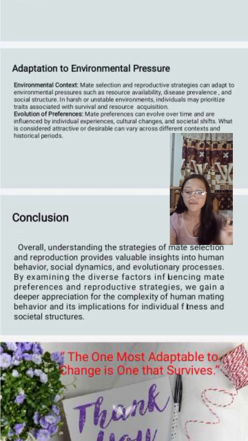So from the word environmental, ang atong mate selection or ang atong reproductive strategies, we can say that they can adapt. So since mag-change man jud ang atong environment, ang atong world, ang atong palibot, we can say that mate selection and reproductive strategies can adapt to environmental pressures like resources availability, disease like katong mga COVID, katong nag-una nga panahon, and the social structure.